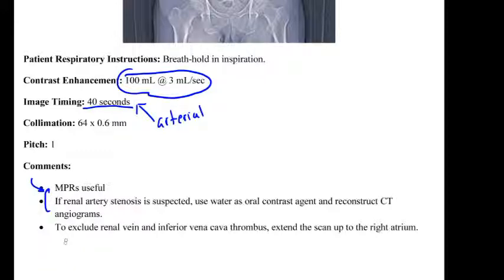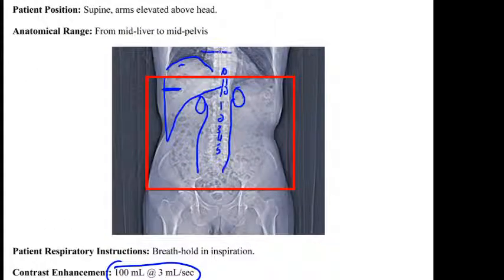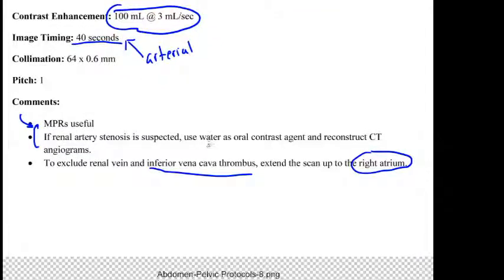Also, to exclude renal vein and inferior vena cava from thrombus, extend the scan up to the right atrium. And so if you're worried about the inferior vena cava and the renal vein, then extend all the way up to the right atrium. And so if we go back up to our image, the right atrium would be situated right here. And so basically you could scan from above the diaphragm on down. And so that would be something that you could actually get.